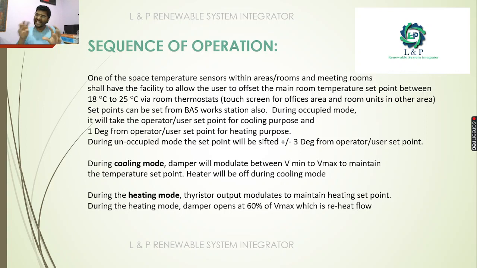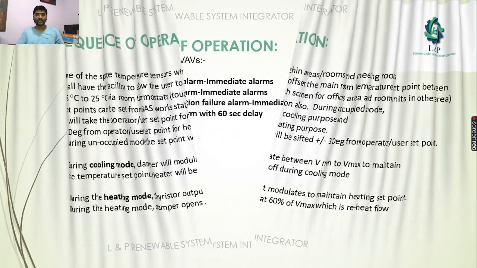During the heating mode, normally the damper will open only 60% because it is already too cold. If you open the damper, the room will get too much cooler. So to avoid that, it will open only 60%, and the heater will be on. This is how during the cooling and the heating mode the VAVs will work.